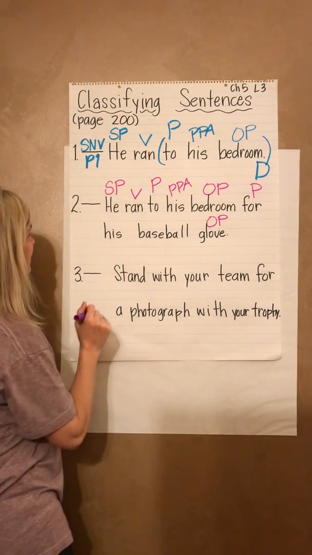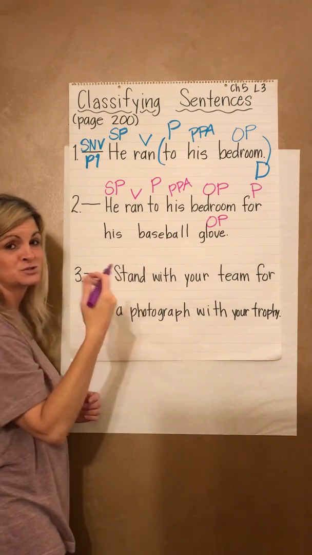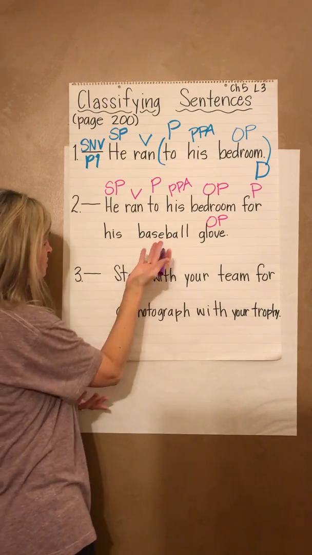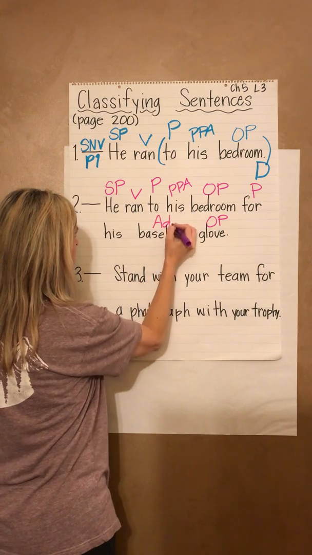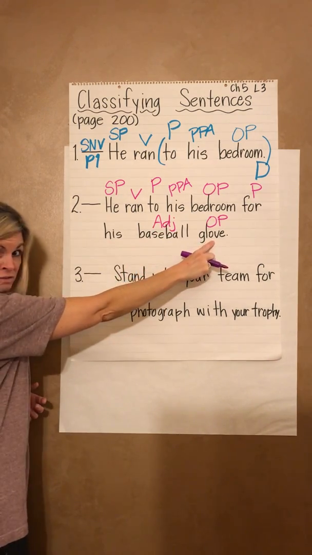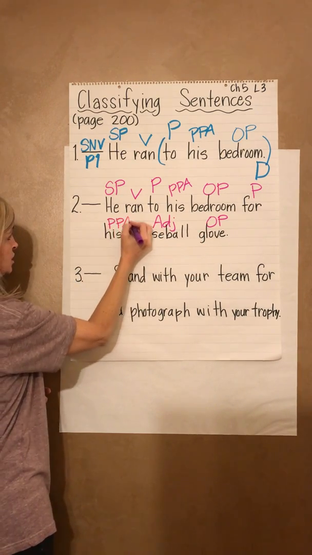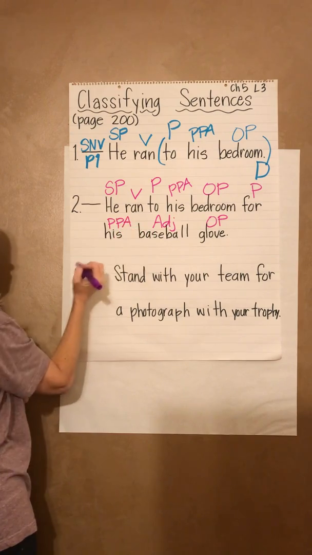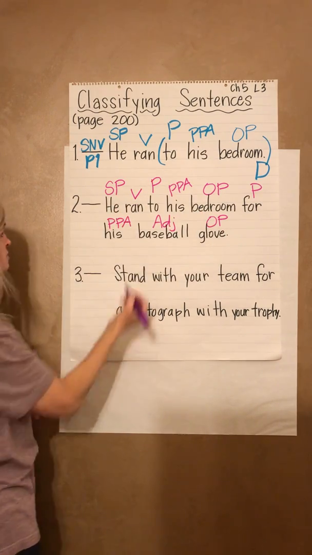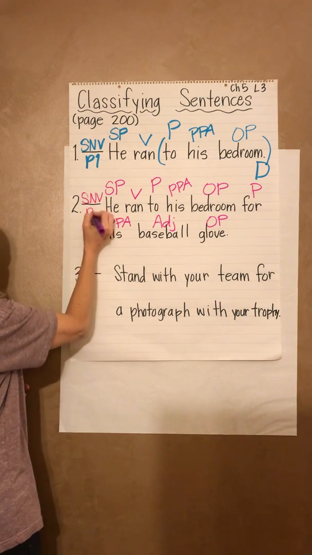Sorry, see, even I forget. So this word here answers the question, what kind of glove? Baseball, adjective. Whose glove? His, possessive pronoun adjective. We've labeled all the words in the sentence, so now we can come over here and say subject, noun, verb, pattern 1.